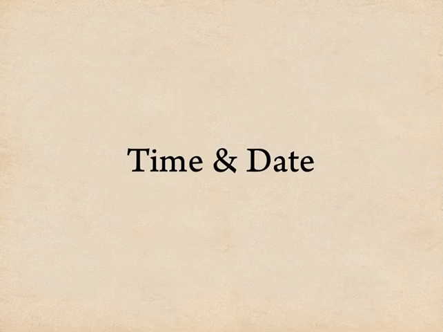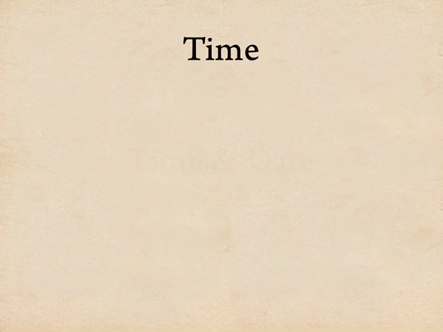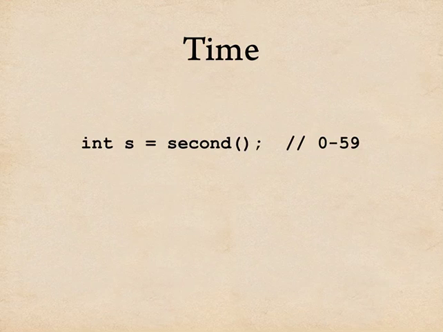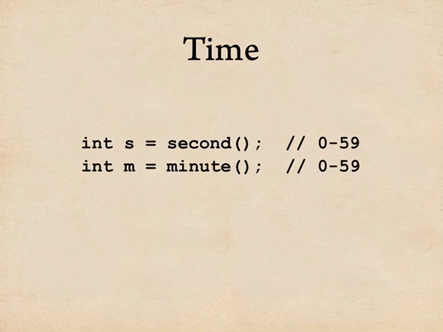Sometimes we write programs in which we would like to know the time and date. This information is easy to get. To find out the current time, there are three system calls. Second, which takes no arguments, returns an integer from 0 to 59. Minute, also with no arguments, returns an integer from 0 to 59.